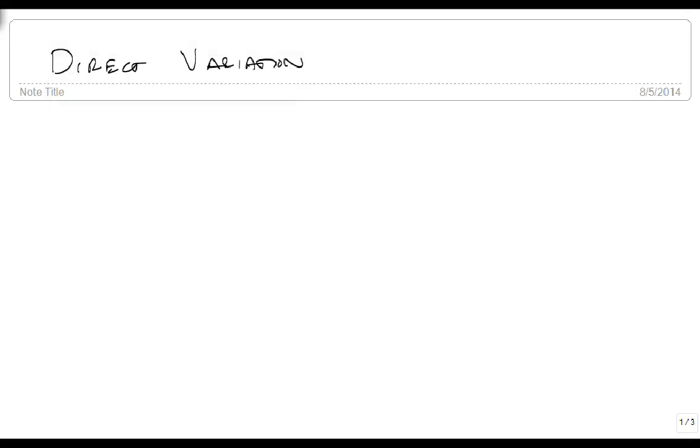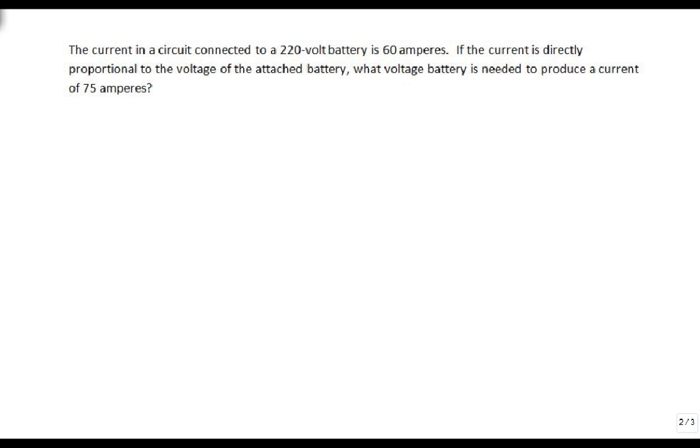We're going to talk about direct variation first. And direct variation always has some variable equal to some constant times another variable. So this is our constant of variation. It determines how much of this has an impact on this. And so we're going to start with our first example.